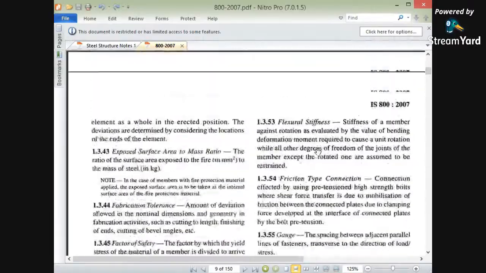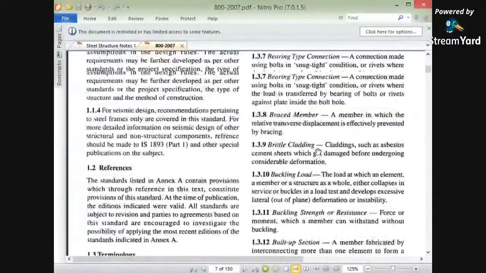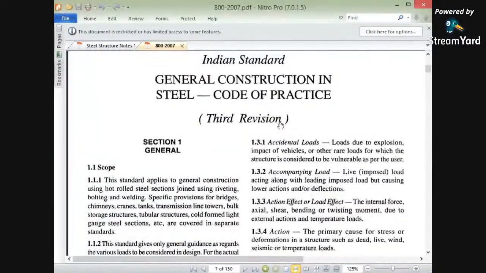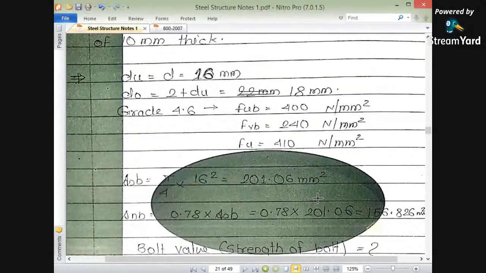So yield stress is to be taken from the IS codes, so we have to refer to the IS code properly in order to take the yield stress also. These values, FUB has been taken as 400, FYB as 240, and FU as 410, from what is given in the table of IS 800:2007.